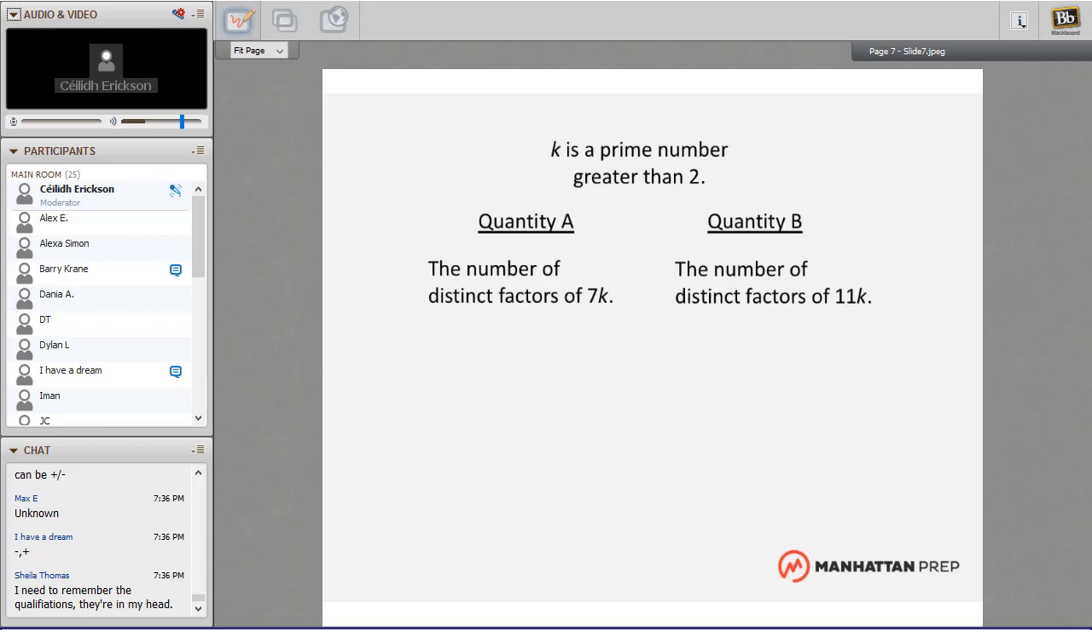Take 15 more seconds and then pull in a guess, even if you don't know the answer.